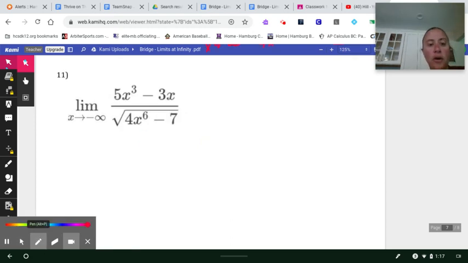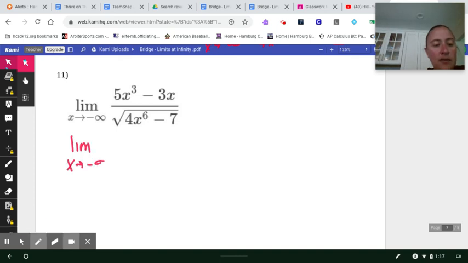All right, we'll try one more of these. So I've got the limit as x approaches negative infinity. Again, a good idea: pause it, try it on your own, and we'll compare.